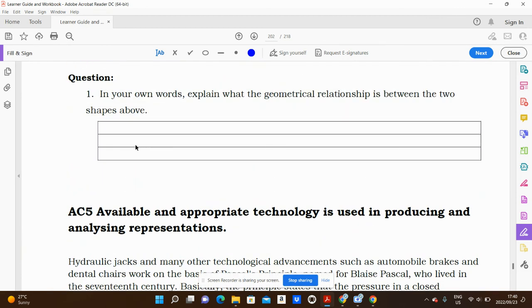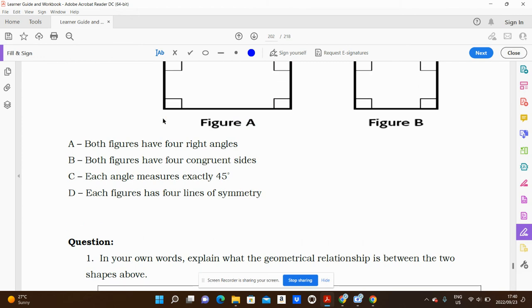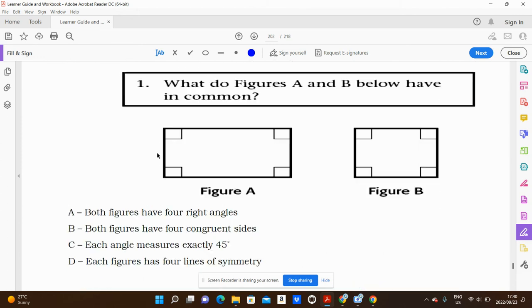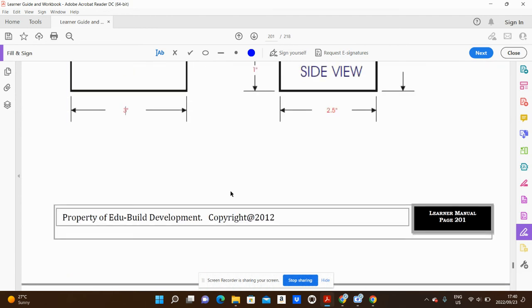So here, in your own words, explain what the geometrical relationship is between the two shapes above. What is the geometrical relationship between the two shapes above over here? I'm going to do a separate video on these questions.